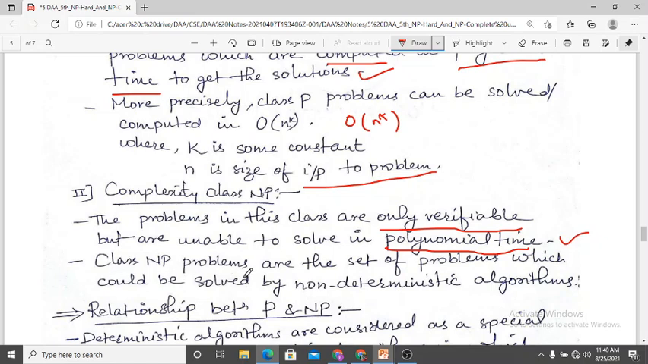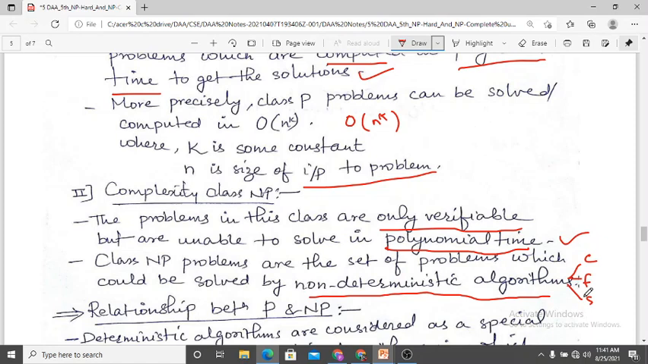Class NP problems are the set of problems which could be solved by a non-deterministic algorithm. So what is a non-deterministic algorithm? In a non-deterministic algorithm we have three things. First one is choice, second one is failure, third one is success. With the help of the non-deterministic algorithm we need to solve the problem.